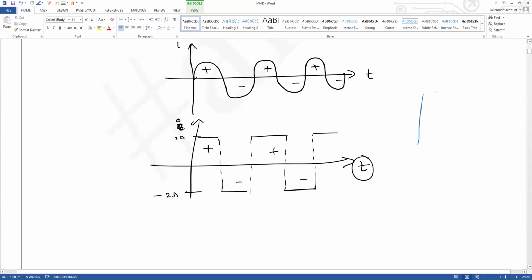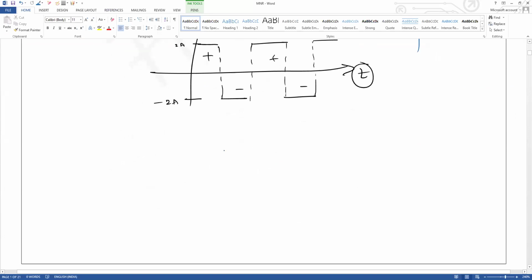So our Indian household current, we studied that in 10th class. What is our Indian household current? Domestic current, 220 volts, our Indian current. At how much frequency? 50 hertz. Understand? That is all.